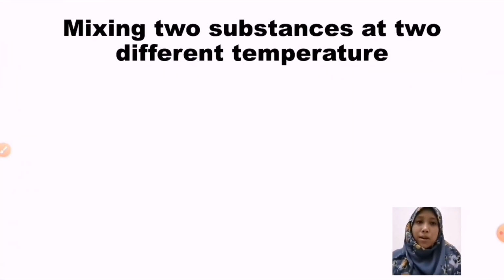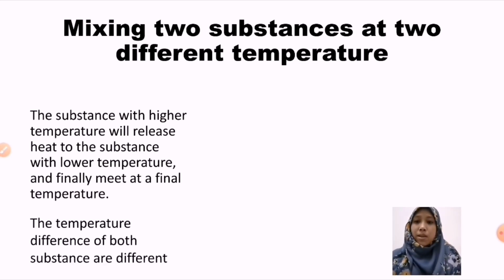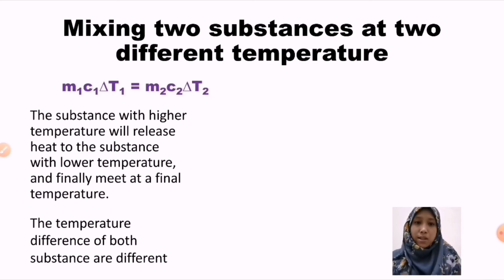Ini kaedah lain pula untuk pengiraan yang melibatkan calorimetry. So mixing two substance at two different temperature. Selalunya substance with higher temperature akan release heat to substance with lower temperature. And finally dia akan ada final temperature somewhere in the middle lah. And then the temperature difference of both substance are different. So delta T untuk benda yang panas tak sama dengan delta T untuk benda yang sejuk. So you will get 33.104. So kita akan gunakan formula ni, M1 C1 delta T1 equals to M2 C2 delta T2.